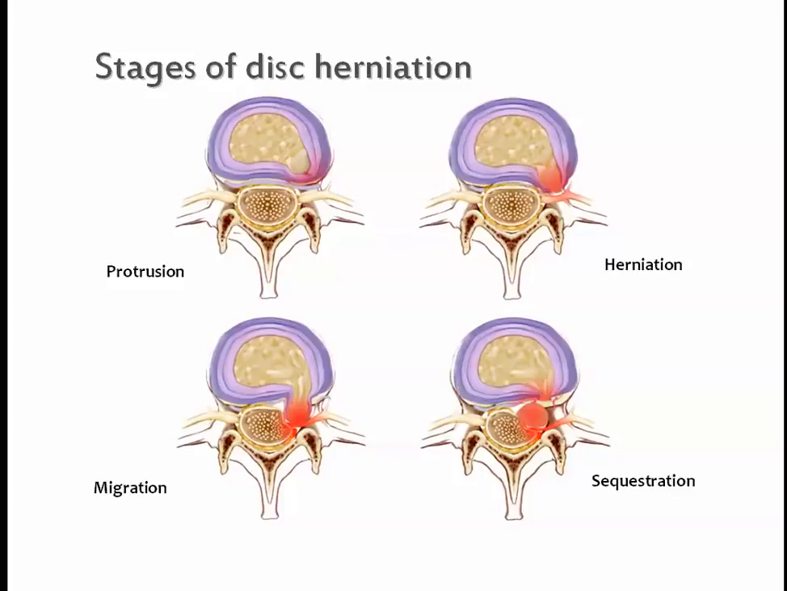Okay, and we have agreed that for disc herniation to occur, there should be a full thickness tear of the annulus. If the annulus is partially torn, the outer fibers are still intact, and you call this disc protrusion. Then after herniation, the disc can migrate either downward or upward. And after migration, the apex of the disc may be separated from the original disc, and you get what's known as sequestration.